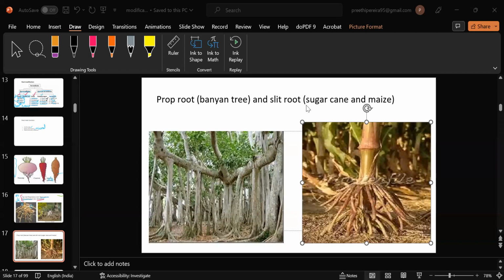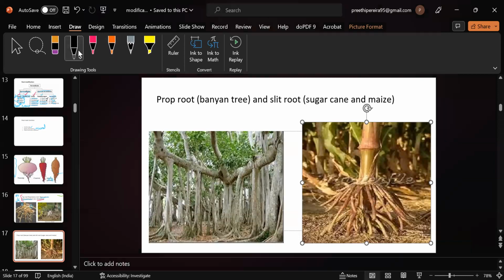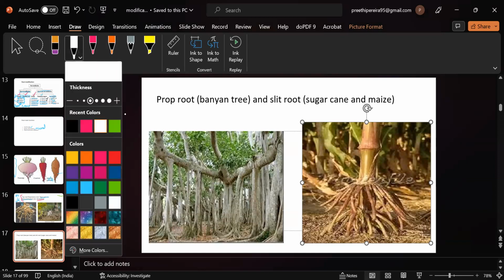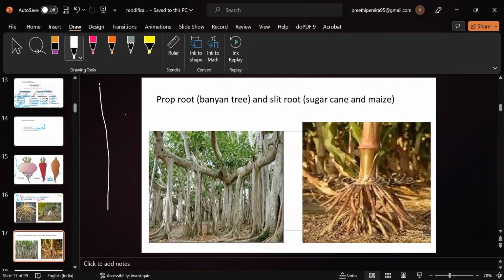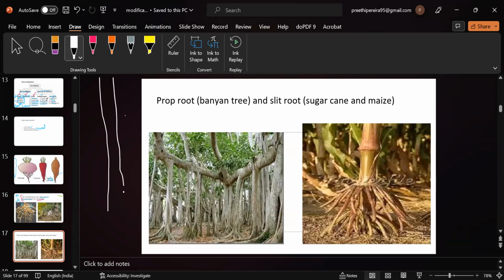Because sugarcane and maize are tall plants, thin, slender and tall, they grow straight up. So if there is a gale of wind, a very rough breeze, there is a chance of the sugarcane plant falling down, getting uprooted.